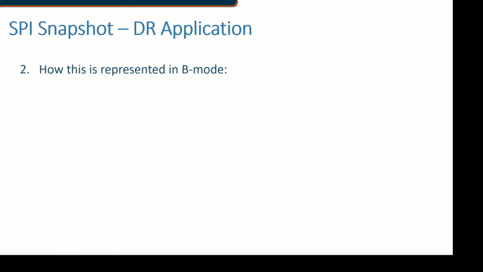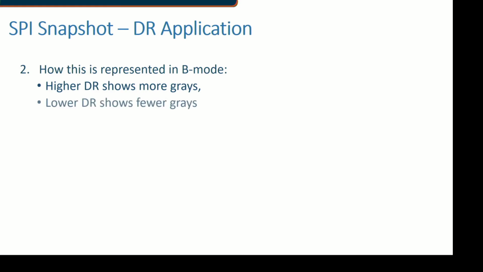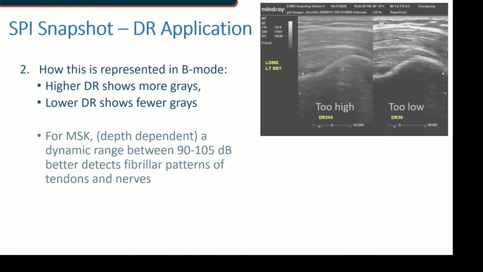So what does that represent in B mode? It means that if I turn my dynamic range very high, it's going to give me more grays in the image, less variation from one shade of gray to the other. But if I set my dynamic range very low, it's going to show fewer grays and a lot more range in between those grays. More of a black and white image as opposed to all the intervening shades of gray.